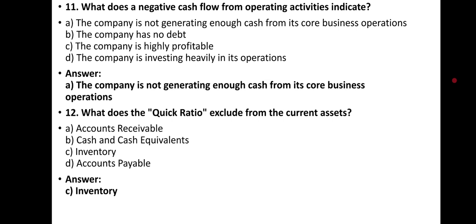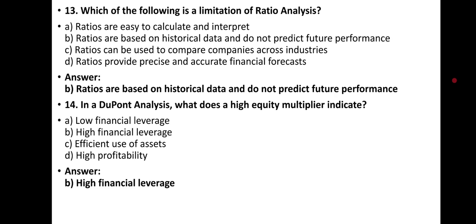Next question we have, what does a negative cash flow from operating activities indicate? So right answer is A. The company is not generating enough cash from its core business operations. Next we have, what does the quick ratio exclude from the current asset? And the right answer is inventory. Next question we have, which of the following is a limitation of ratio analysis? So right answer is B. Ratios are based on historical data and do not predict future performance.